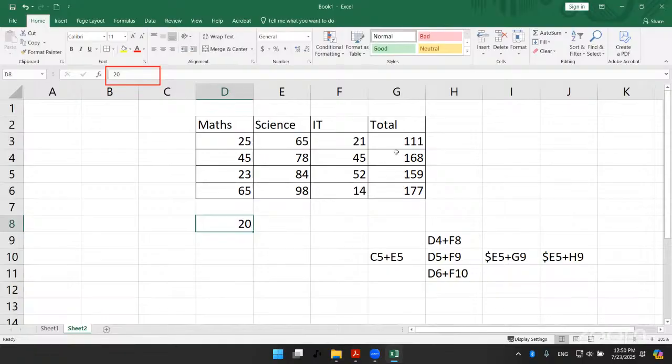Let's see how we can write that formula after.